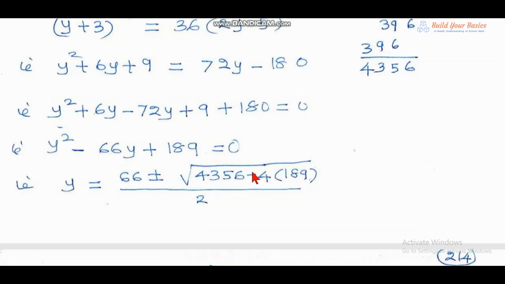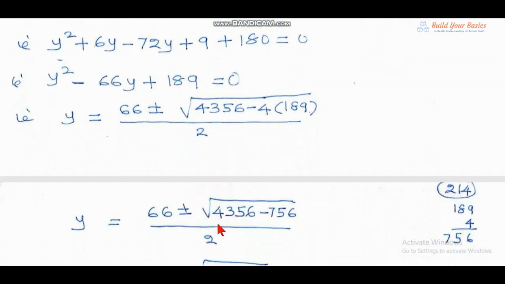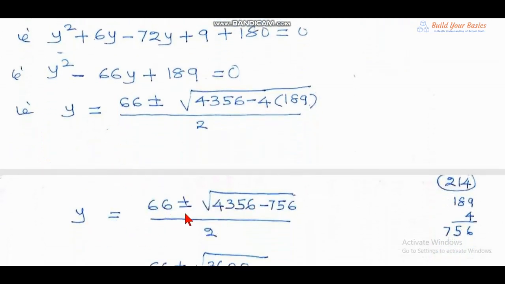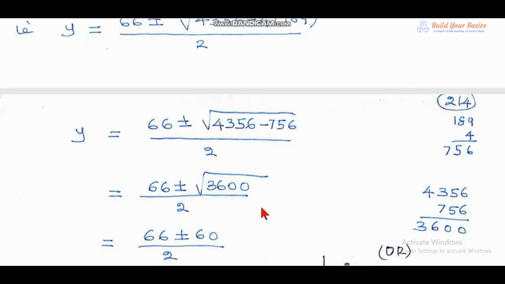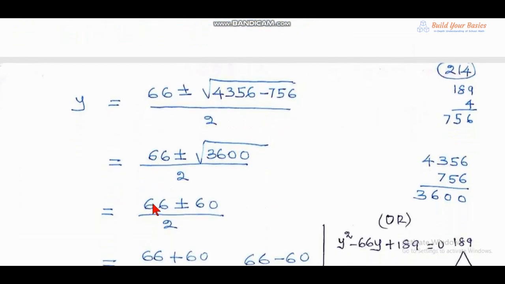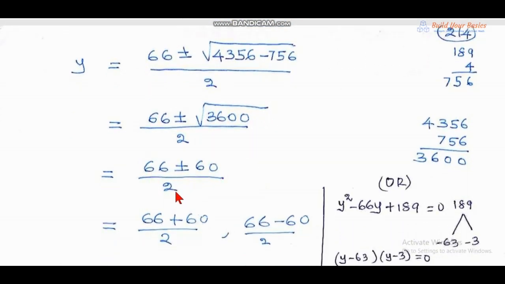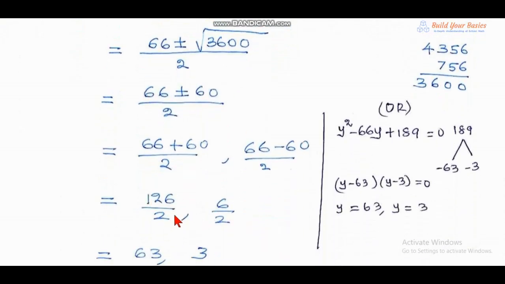4356 minus 4 times first number 1 into last number 189, whole divided by 2 times the first number 1. That is y equal to 66 plus or minus square root of 4356 minus 4 times 189 is 756, whole divided by 2. That is 66 plus or minus square root of 3600 whole divided by 2. That is 66 plus or minus 60 whole divided by 2. So 66 plus 60 by 2, 66 minus 60 by 2. That is 126 by 2 and 6 by 2.